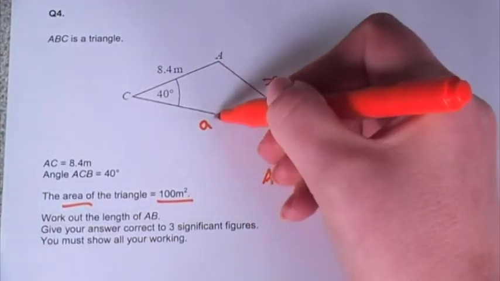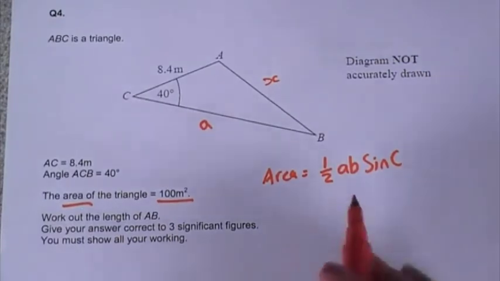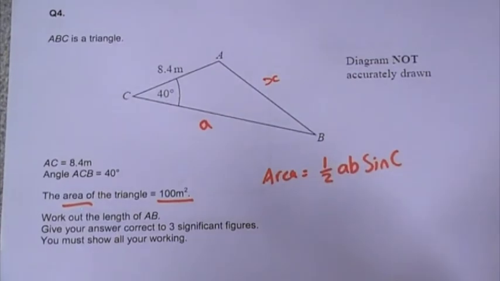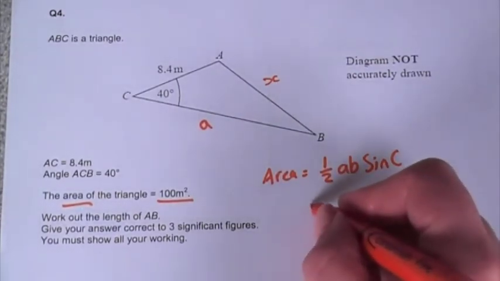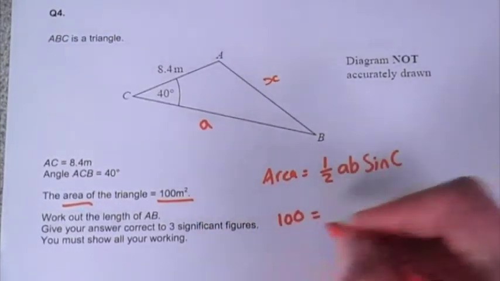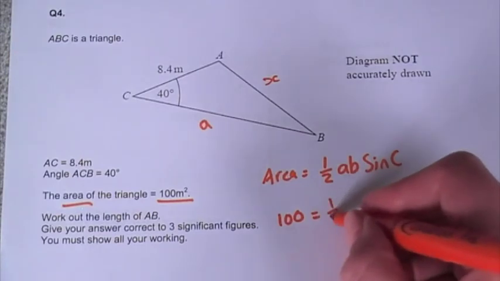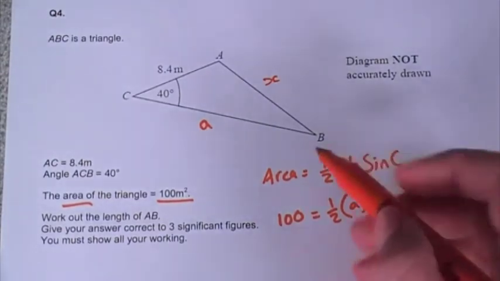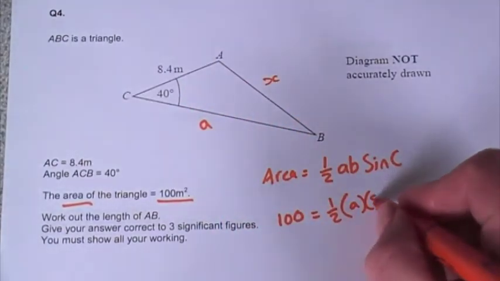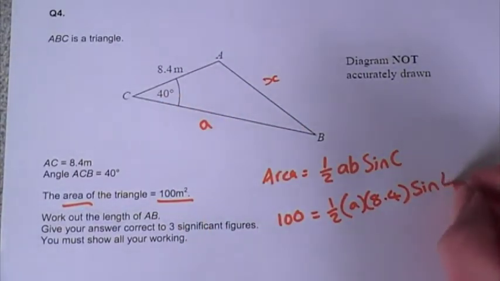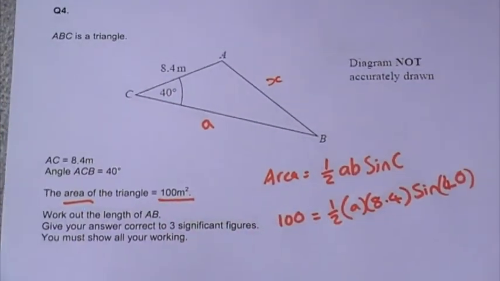And this is the length opposite angle A, so I'm calling it A. That doesn't necessarily need to correspond with the A's and B's that are in here. So what do I know about the area? Well, I know that the area is equal to 100. So 100 is equal to half of A, well, let's use A, times by 8.4 sine C, which is 40. Oh, so they've actually been quite nice here, and it does work out as A, B, and C.